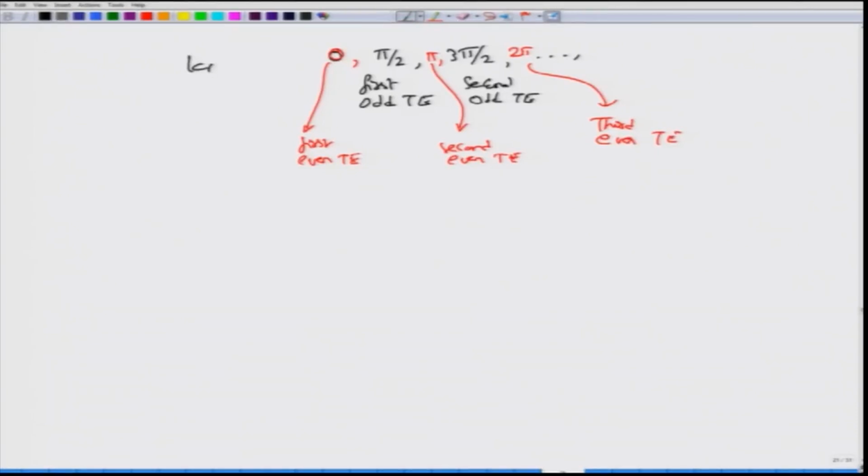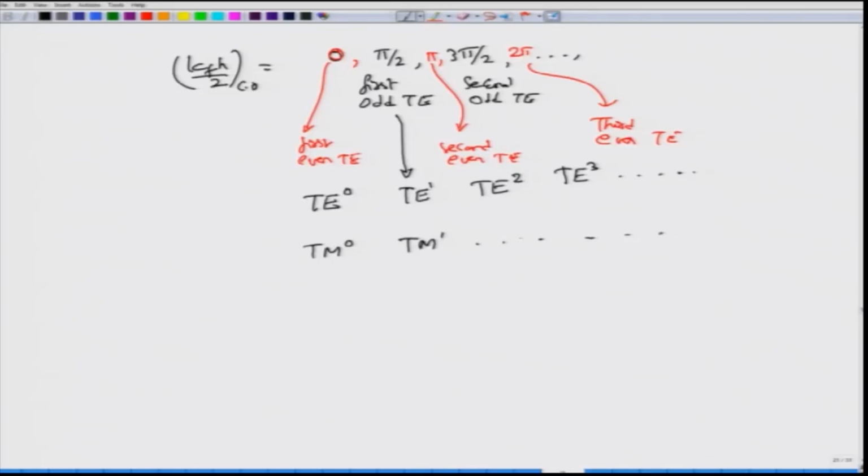When kappa f h by 2 under the cutoff equals 0, then you have the first even TE mode, and you represent that one as the TE 0 mode. Then you have the first odd TE mode, which you will write as TE 1. Then you have a second even TE mode, which is TE 2 and so on. Okay. Similarly, you will also have TM 0, TM 1 and so on, based again on the values of kappa f h by 2.